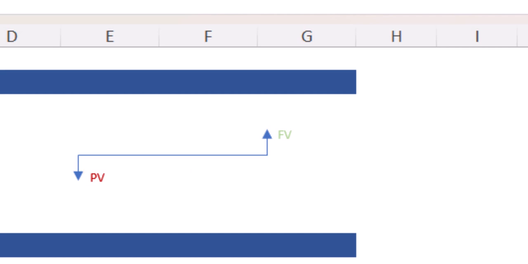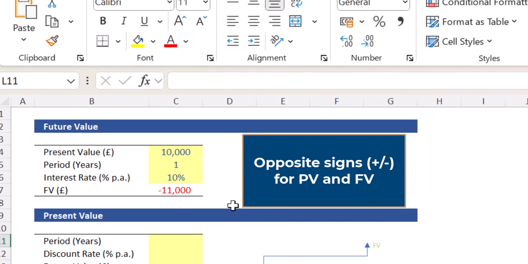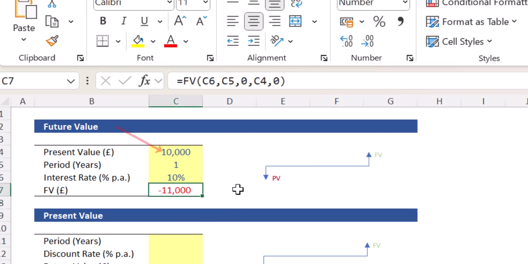When you recover that money plus any accrued interest after a certain period of time, you then basically have a future value, which must be positive, as this is basically money coming into your bank account. And the way Excel accounts for this flow of money is by working with opposite signs for present value and future value. In this case, as we didn't use a negative sign for this present value, Excel returns now a negative sign for the future value.